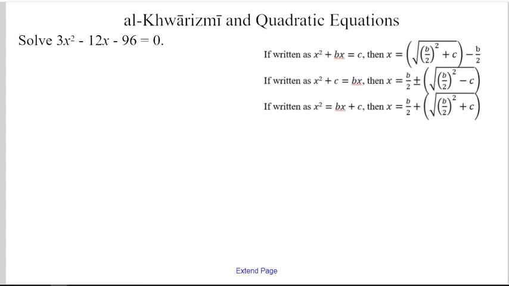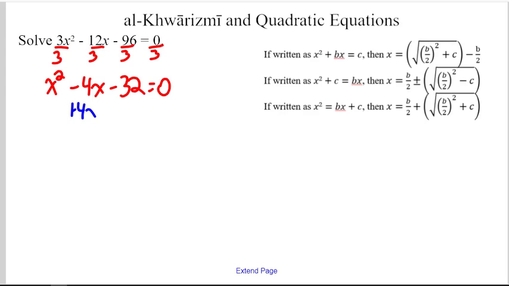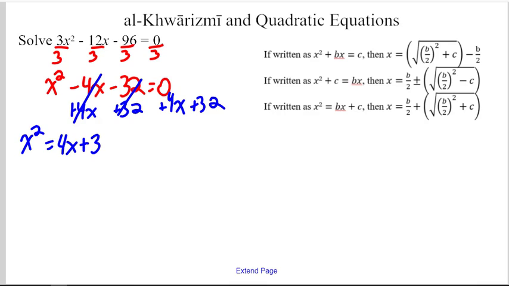All right, let's look at the second equation where we have 3x squared minus 12x minus 96 equals 0. In all these equations, the first thing I need is the coefficient of x squared to be a 1. So I'm going to divide all 3 terms by 3. This gives me x squared minus 4x minus 32 equals 0. The next thing is al-Khwārizmī didn't want any negative terms, so he would have added 4x and 32 to the right-hand side, so that now we're left with x squared equals 4x plus 32.